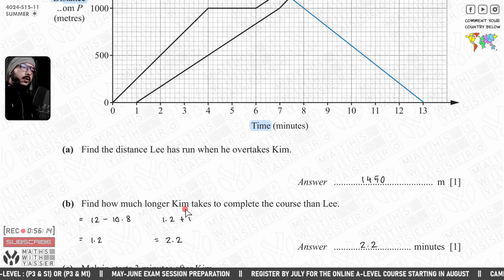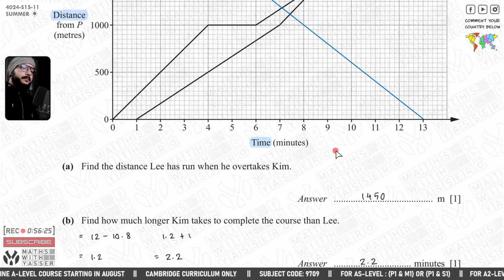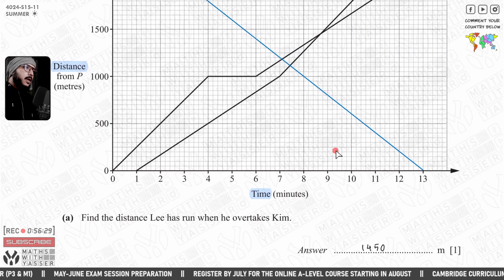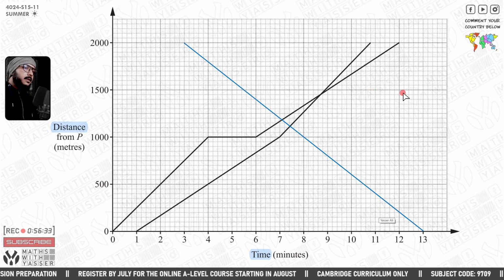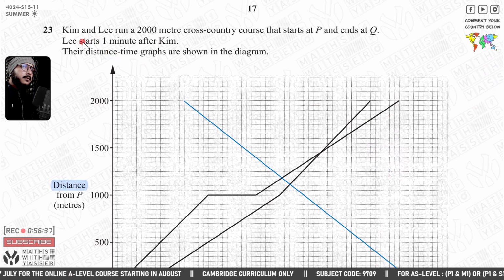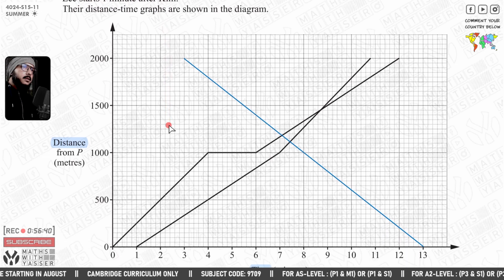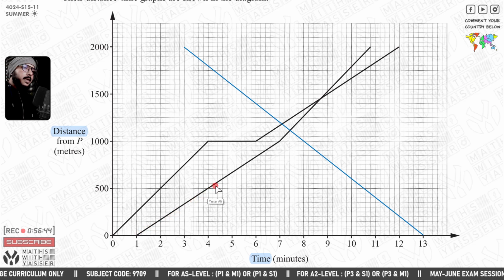Then it says, find how much longer Kim takes to complete the course than Lee. So let's look at the graph again. So now we look into the time as well. As you can see, in the question it stated Lee starts 1 minute after Kim. That means this is the graph for Lee and this is the graph for Kim, as Lee has started 1 minute after. And you can see the time when they both reach 2000 meters. For Lee, it is 10.8.